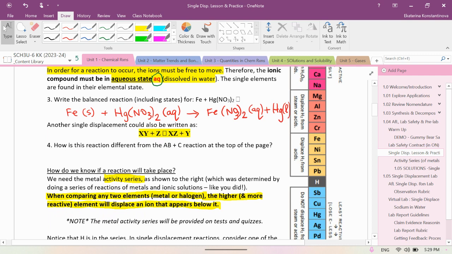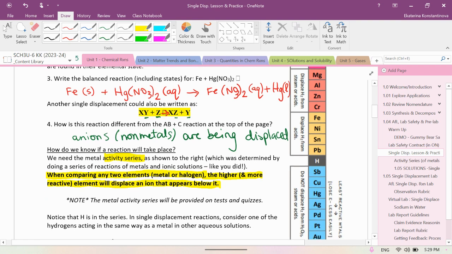Another single displacement could also be written as XY plus Z produces XZ plus Y. And in this case, we have our anions being displaced. Okay? So anions or nonmetals are being displaced. This is where you use the other activity series.